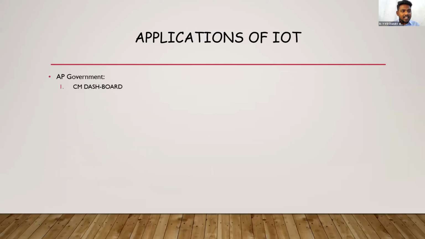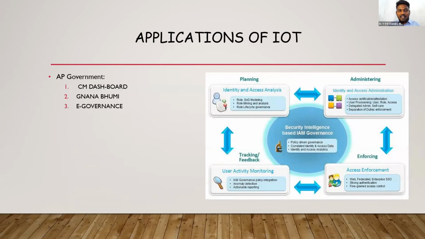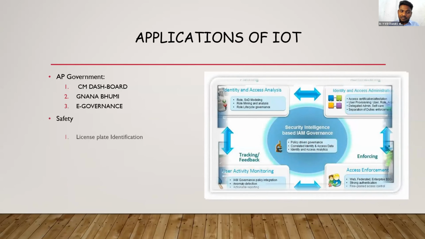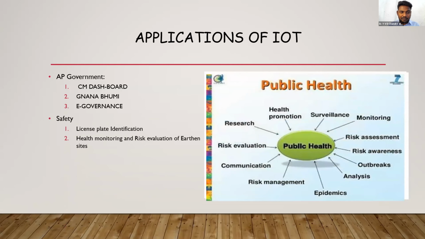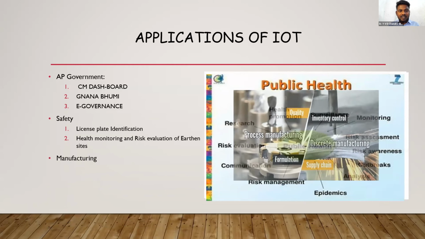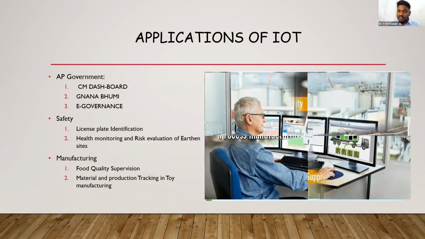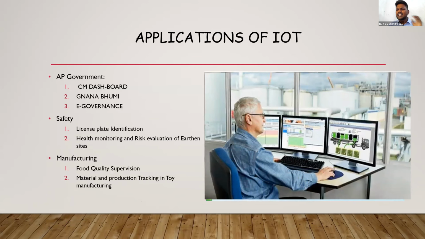So guys, finally, applications: government CM dashboard, e-governance, and on the safety side, license plate identification, health monitoring system, and next manufacturing, food quality supervision. These are completely going on automation. How it goes to automation completely depends on IoT.